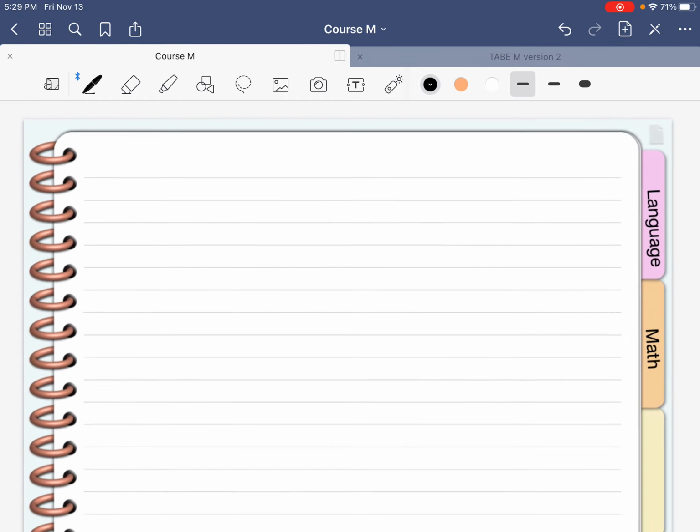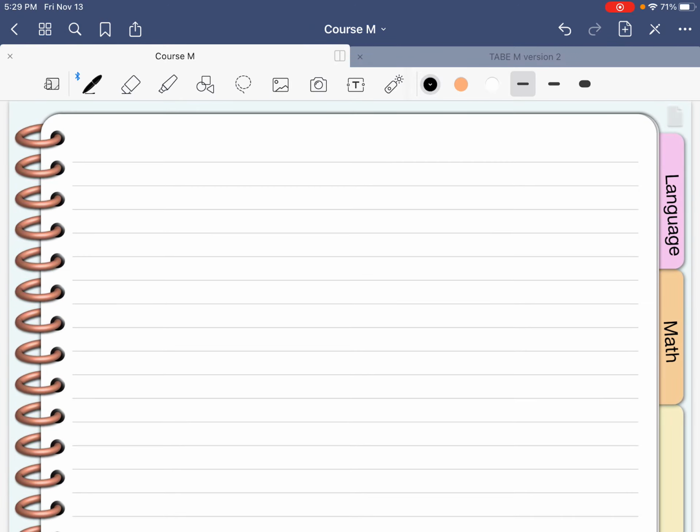So if you find a blank sheet in your notebook in the math section, I'm going to call this page Building Up and Breaking Down. And I want you to think about this idea for just a minute.